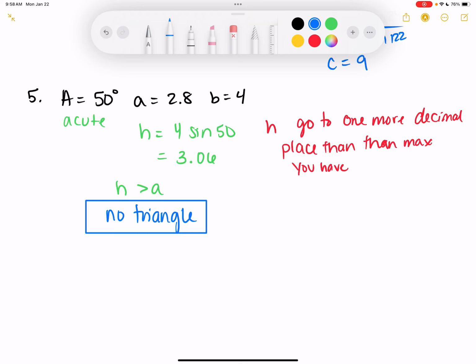So that's why I say go out to one more decimal place than whatever. So if you have all whole numbers, go to one decimal place. If you have one decimal place, go to two. So that way you can make sure that you get the stuff right, because I'd hate for you to miss a whole problem off of rounding when you shouldn't round. So basically don't round H, round everything else is what I would say to do.